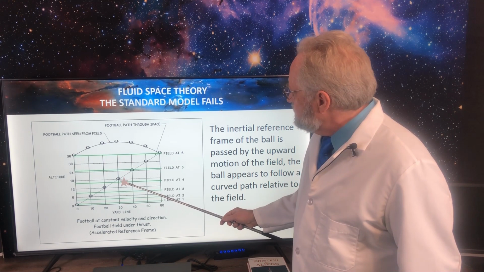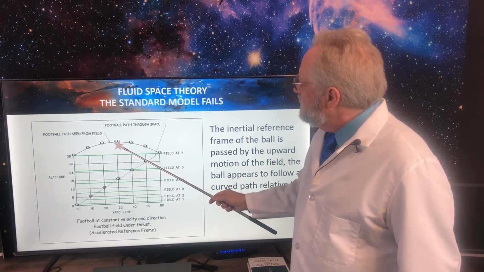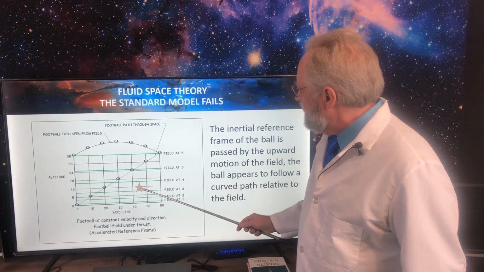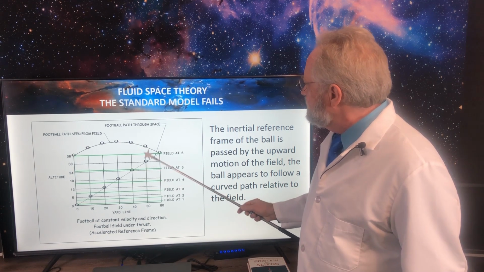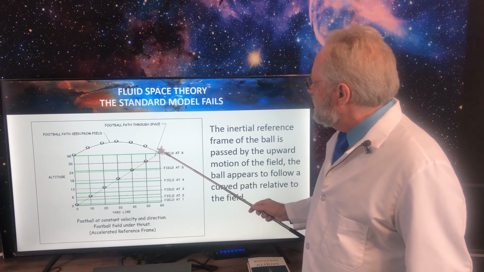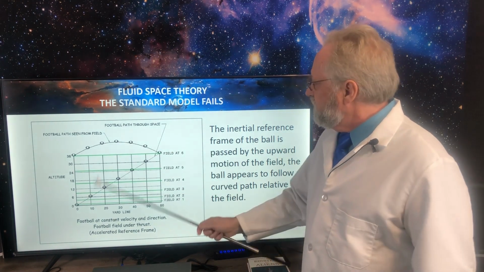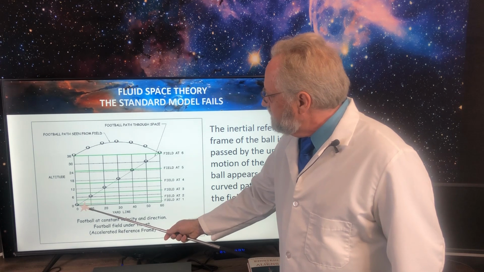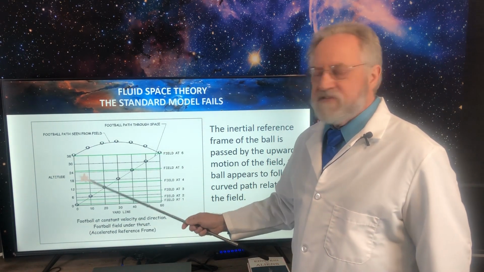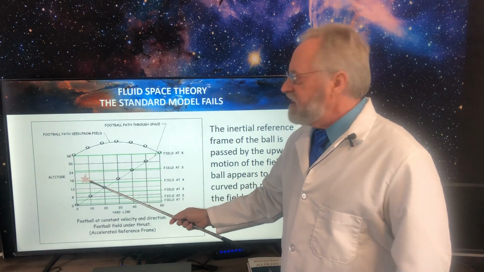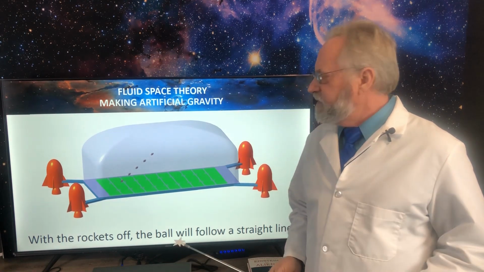At 3 seconds, the ball and the field are moving at the same speed, so the ball begins to follow this path. At 4 seconds, the ball is getting closer, it's starting to come back down. At 5 seconds, it's getting even closer, and at 6 seconds, the ball arrives at the surface of the field. So, from the point of view outside the stadium, the ball moves in a straight line at a constant velocity, but from the point of view of someone on the field, while the rockets are firing, the ball follows a curve.